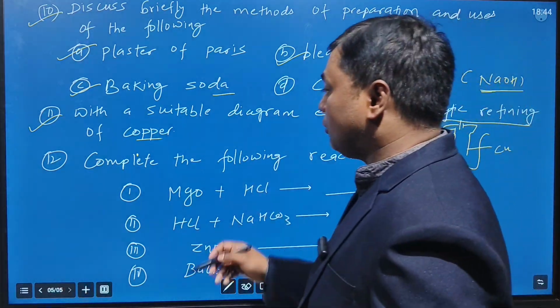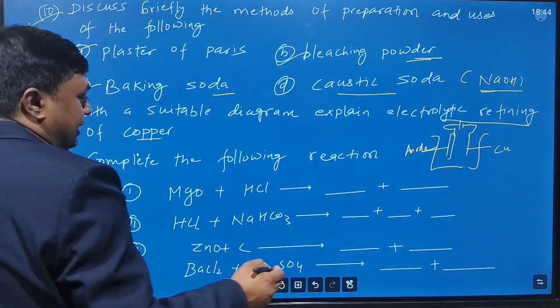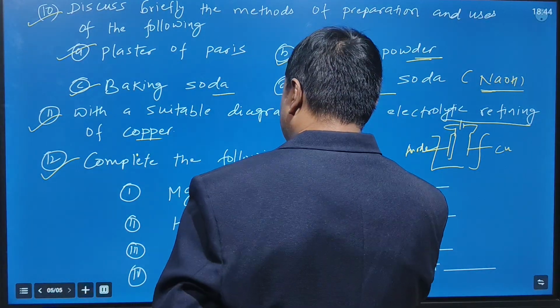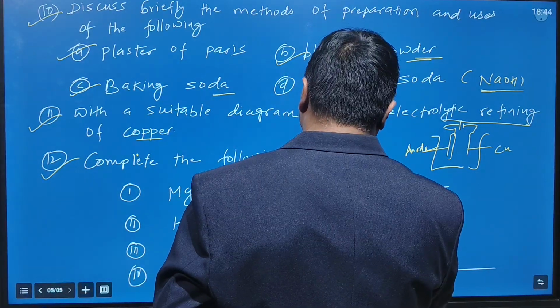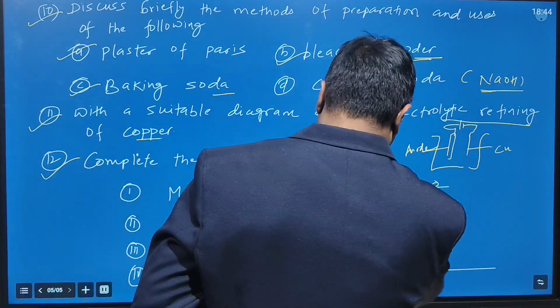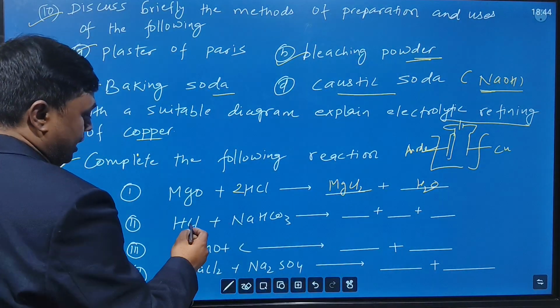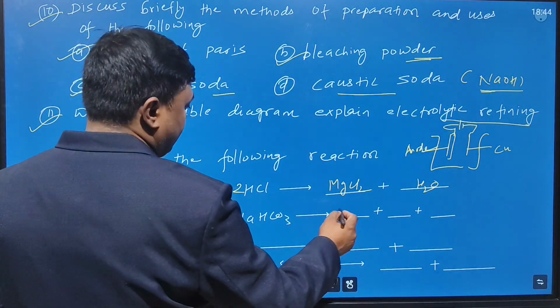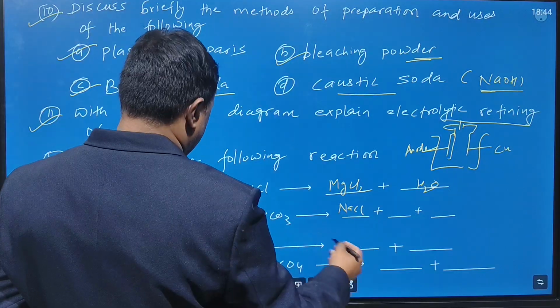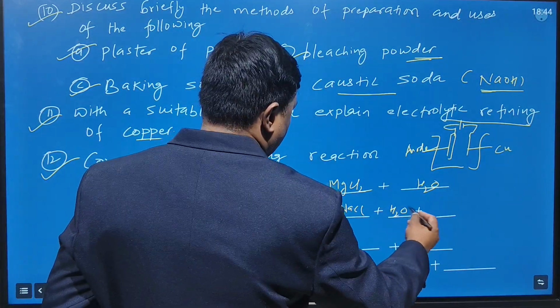Complete the following equations. MgO plus HCl: this is a base plus an acid, which gives salt plus water, MgCl2 plus H2O. You see the balanced equation. Acid plus sodium carbonate gives salt, NaCl plus H2O plus CO2.